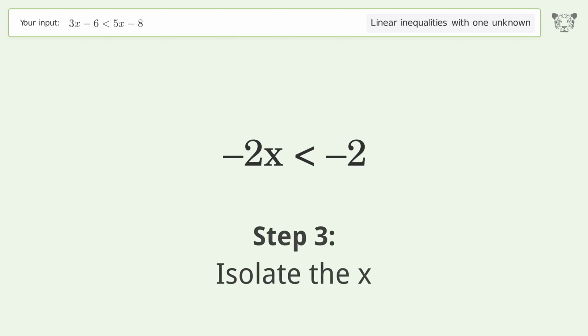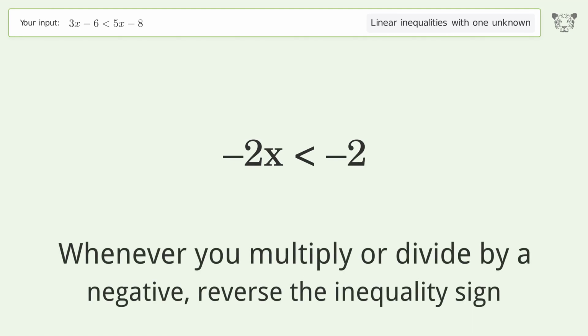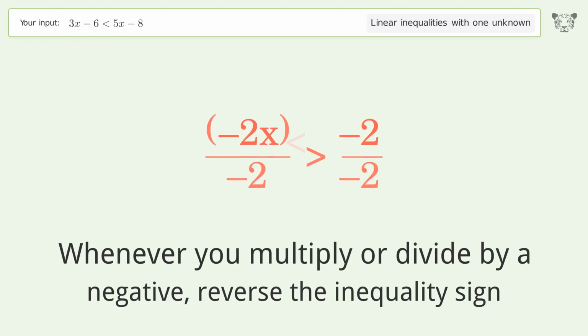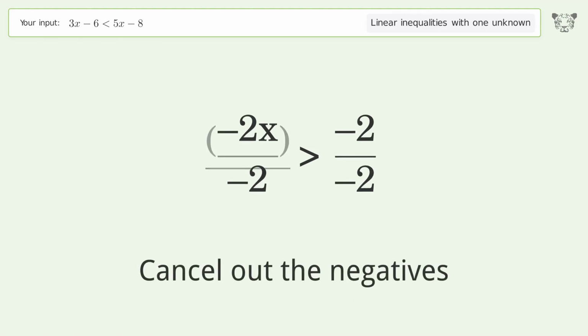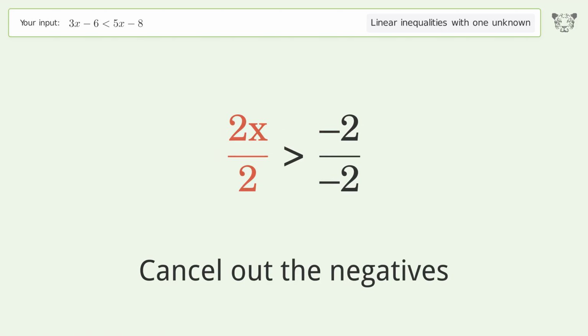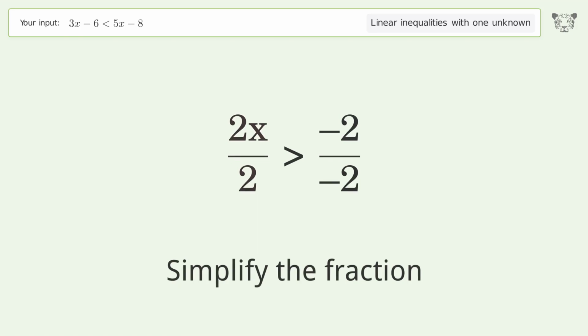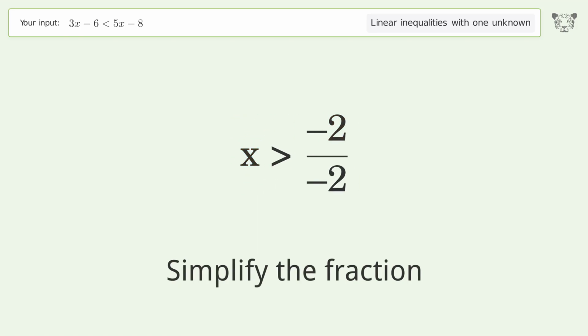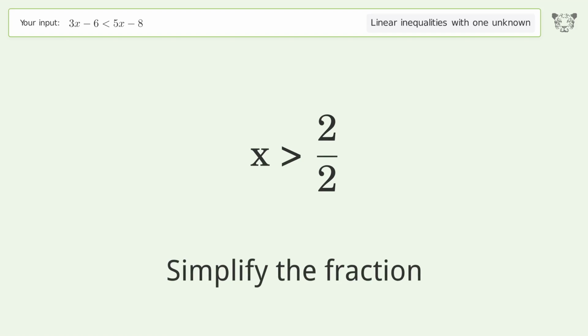Isolate the x. Divide both sides by -2. Whenever you multiply or divide by a negative, reverse the inequality sign. Cancel out the negatives. Simplify the fraction. Cancel out the negatives. Simplify the fraction.